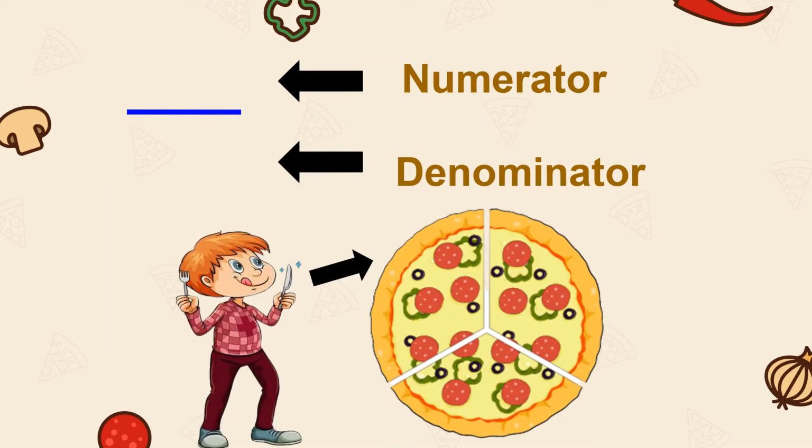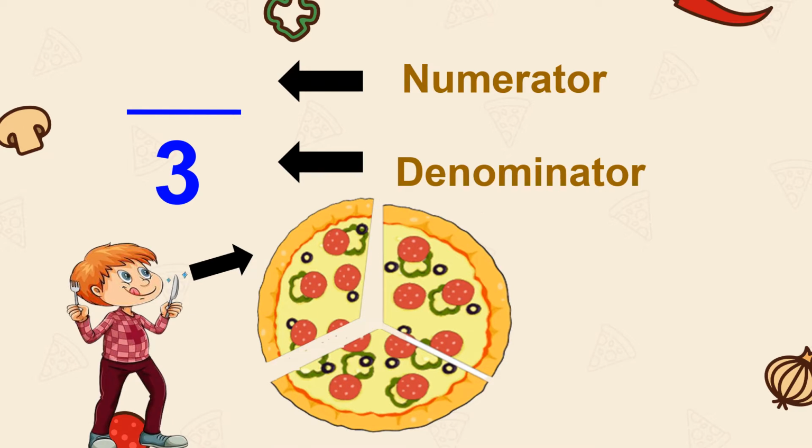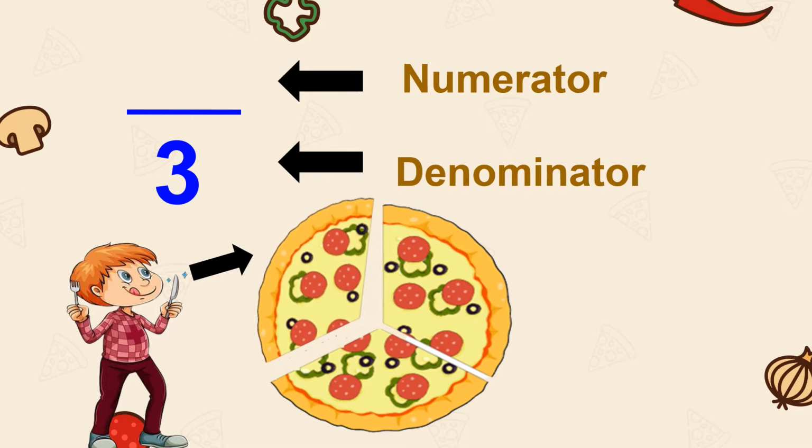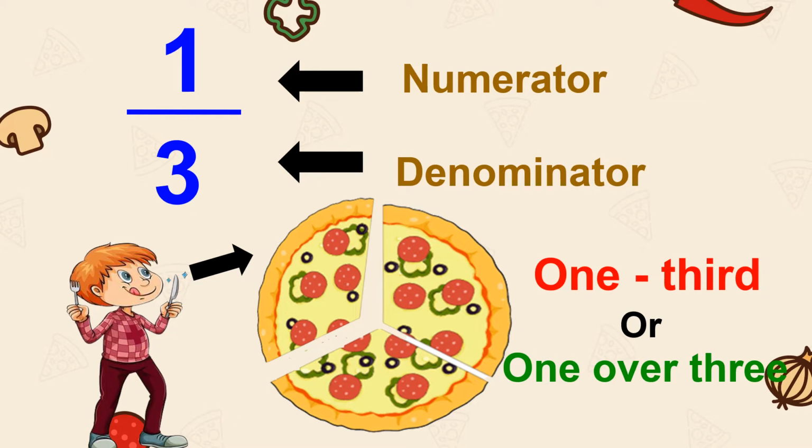Let's say there is another pizza and this pizza has the total parts 3, so the denominator is 3. Here, Tom is very hungry. He wants to eat one piece of the pizza, just one part. So, the numerator on the top of the fraction will be 1. So, we can call this fraction 1/3 or 1 over 3.